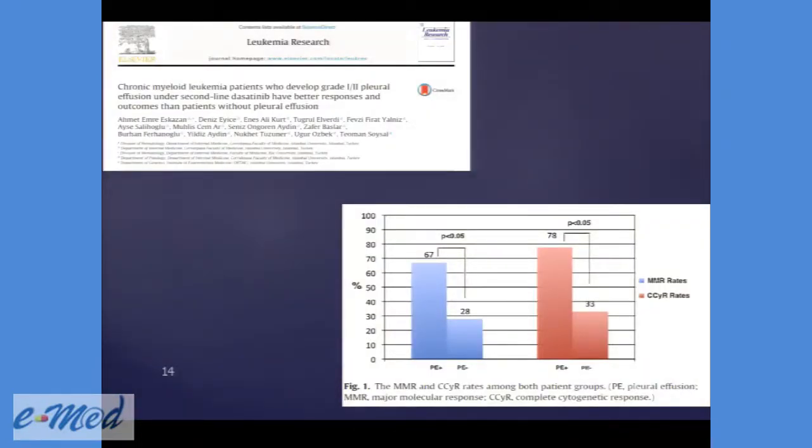Interestingly, CML patients treated with dasatinib who develop pleural effusion tend to have better molecular and cytogenetic responses, as shown in this slide. Here you can see the data of a Turkish group showing that in patients treated with dasatinib, there was a significant difference in the rate of molecular as well as cytogenetic response between patients developing pleural effusion and those who did not, in favor of those with a pleural effusion.